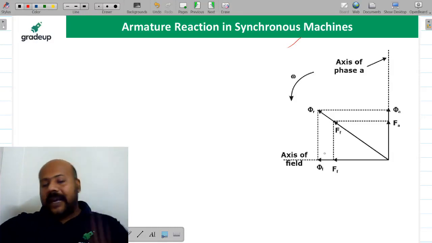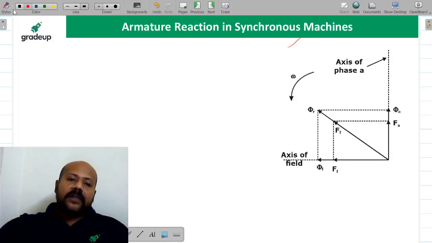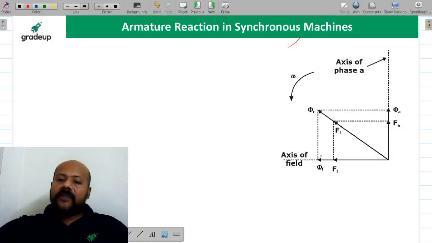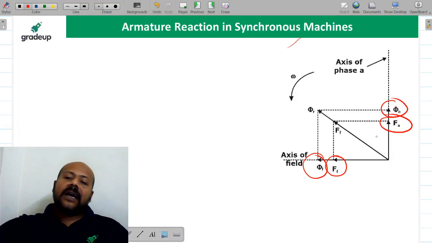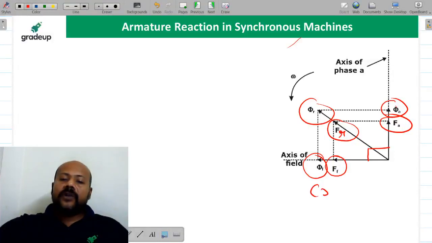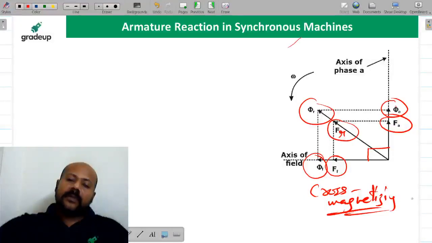Now you see quickly the phasor diagram, and you will understand very quickly because rest all things we have discussed very effectively. This is going to be your main field MMF, main field flux, and this is going to be the armature flux or the armature MMF, and this is going to be the resultant MMF or the resultant flux. So you see your armature flux or MMF is going to be 90 degrees to the main field flux, so it is going to be cross magnetizing. I hope it is clear to all of you.